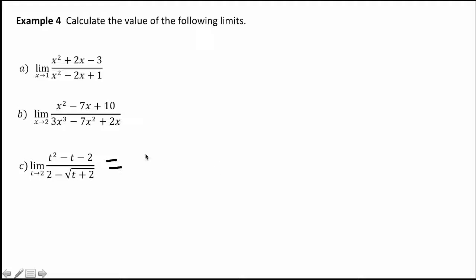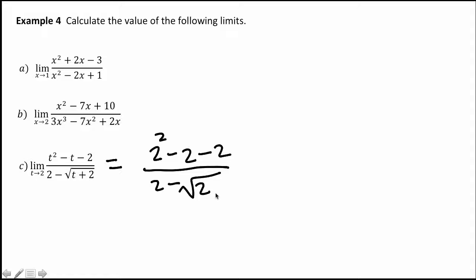Now in this case, we're going to... This top part is a polynomial. We can plug it in. I mean, we can plug it into anything. So we're going to see if we get 0 over 0, which by now you should know that we will, but just for the sake of the process. So we have 2 squared is 4. 4 minus 2 is 2. 2 minus 2 is 0.